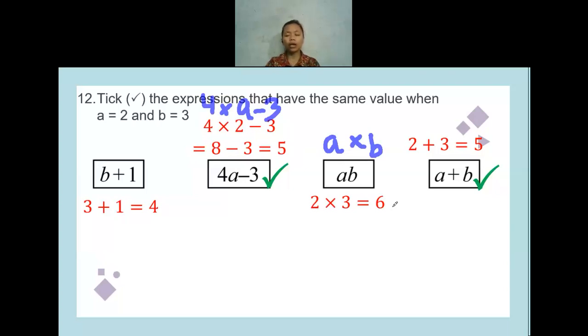Now we need to check the first, second, third, and fourth boxes, to see which boxes have the same value. So it is only the second box and also the last box that have the same value, which is equal to 5. That's why I ticked the second and also the last box.